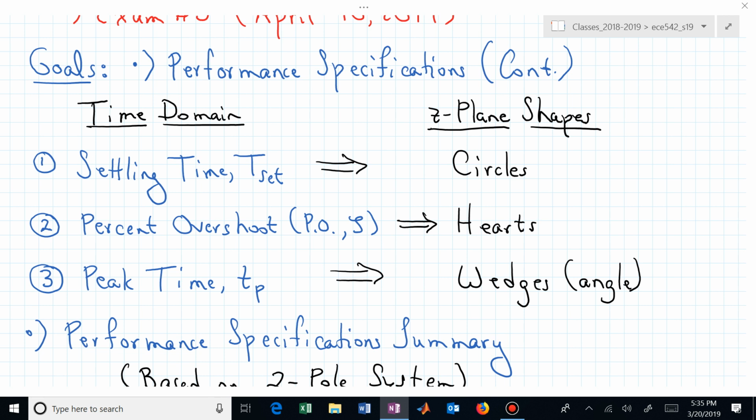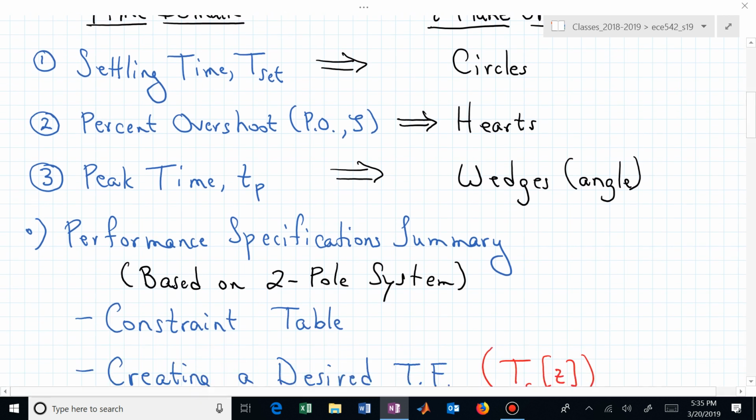That will correspond to shorter peak time or a faster rise time or a faster time to peak. That's what the wedge shape corresponds to.